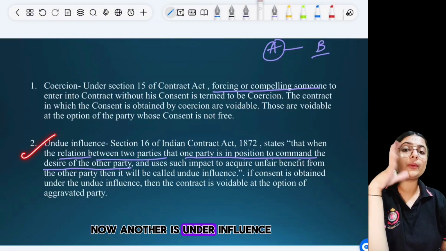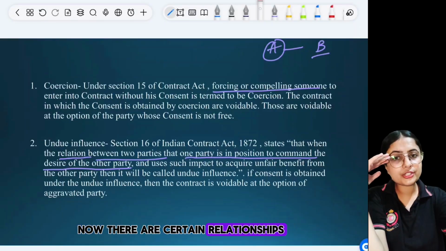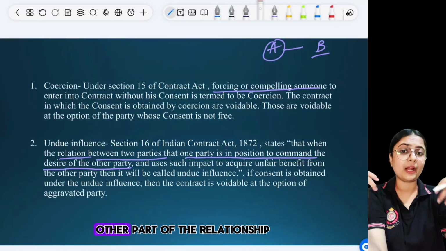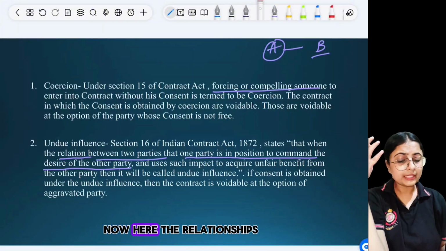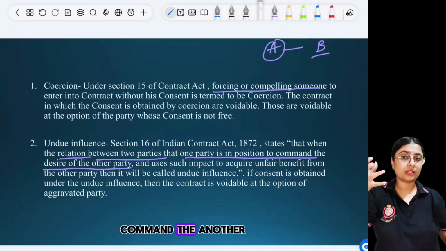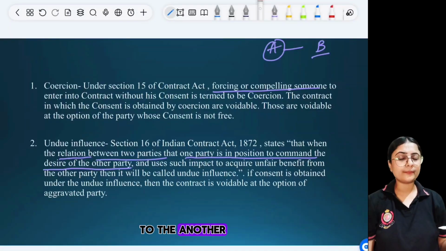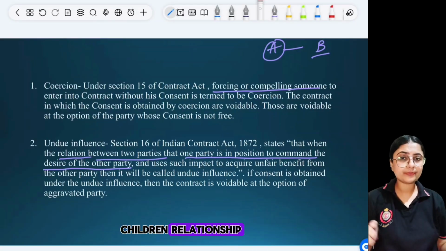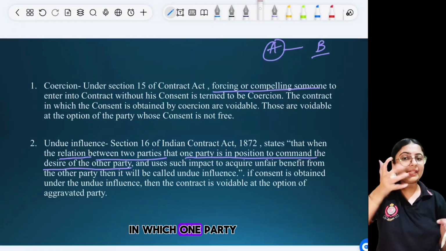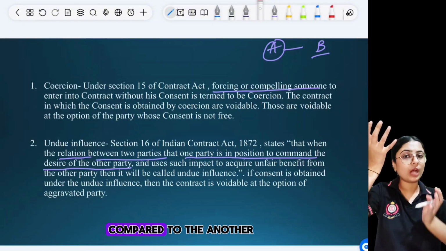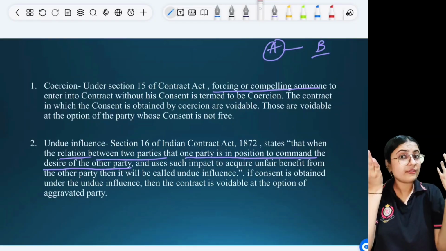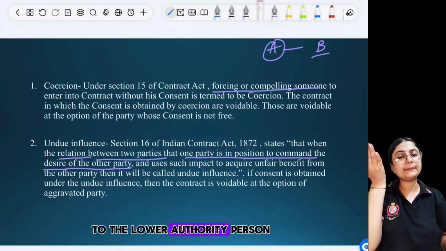Now, another is undue influence. Now, there are certain relationships which tend to basically influence the decisions of the other part of the relationship. Now here, the relationships are such that one party is in a position to command the another, to basically give orders to the another. For example, parent-children relationship, doctors and the patient relationships. These are the relationships in which one party is at a higher authority than compared to the another, and thereby the higher authority person have a tendency to give a command to the lower authority person.